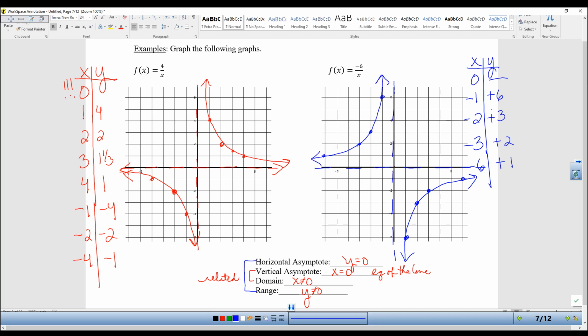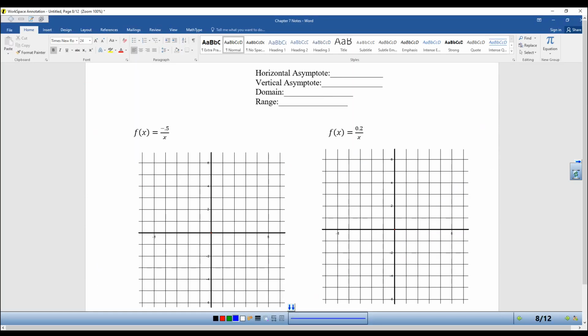And why are we studying these? Because this is y is equal to -6 over x. These are the graphs of functions that are inversely proportional. So we were just studying inverse functions. That's why they're related. Okay.